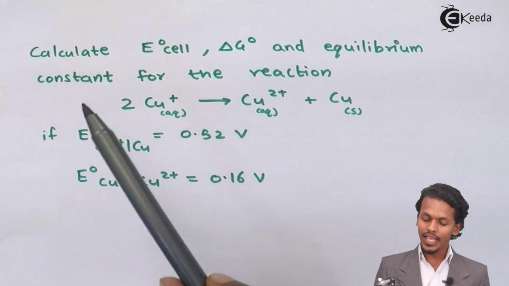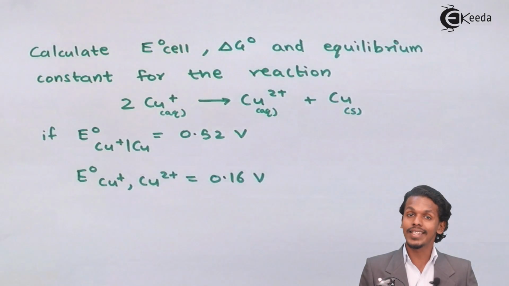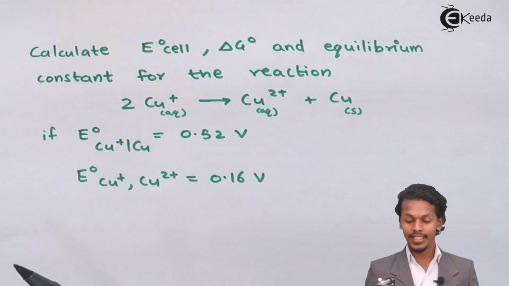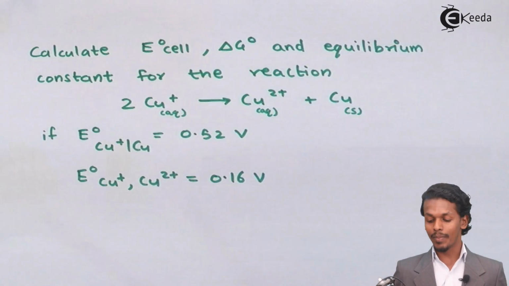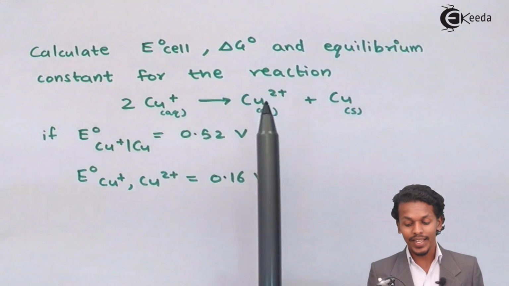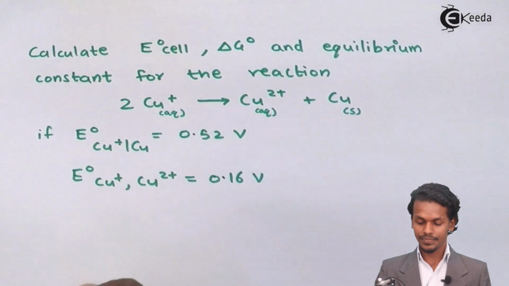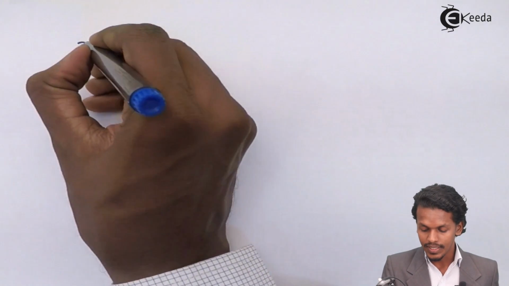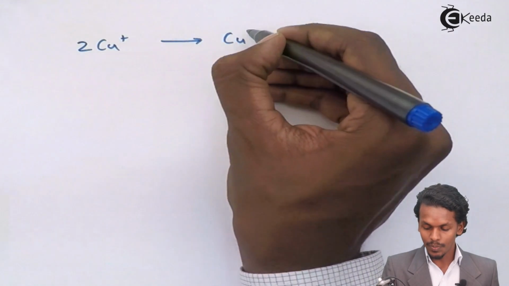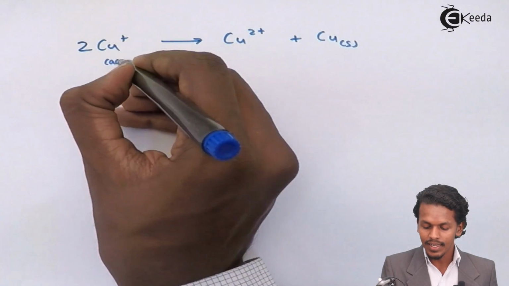With the help of this, we have to calculate the E naught cell. But to predict the E naught cell, we should know what is anode and what is cathode. We could predict the anode and cathode by knowing that this reaction is a redox reaction, but which one acts as anode, let us see. The reaction provided to us is Cu plus converting into Cu2 plus and Cu, where Cu is in solid form and the others are in aqueous form.